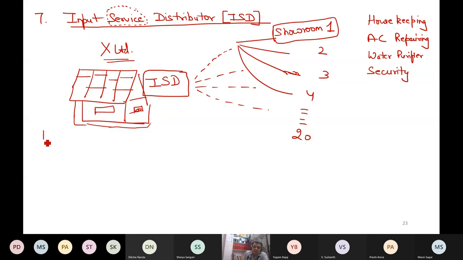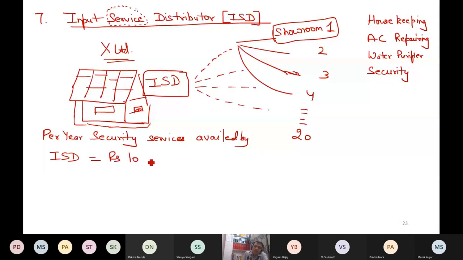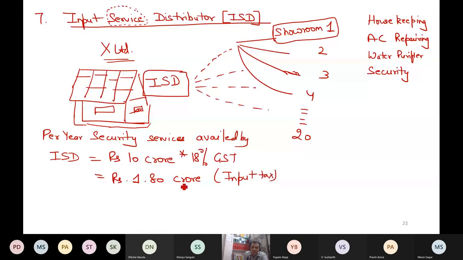Now suppose per year security services availed by this input service distributor from any security agency is a rupees 10 crore contract. For example, 18% GST. So how much tax is paid? Technically, it is around 1.80 crore rupees. It is my input tax. As input service distributor, it is my input tax. I hope it is clear.